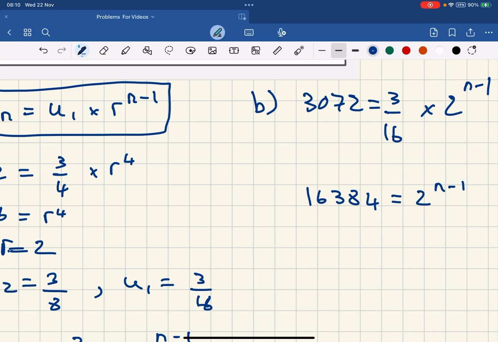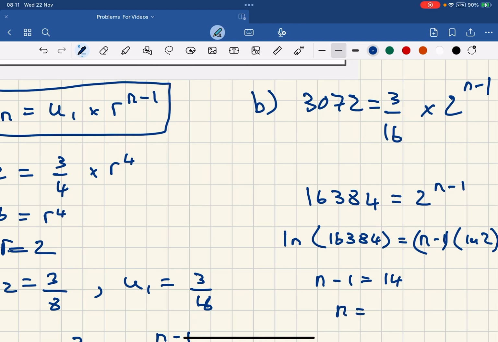If I have a missing component in an exponential, I take a log of both sides. So I'm going to take the natural log of this. I'm going to use my calculator, obviously. And I've got n minus 1 times the natural log of 2. So I'm taking a log of 16384, dividing it by the natural log of 2, and I have n minus 1 equal to 14. Then n must be 15.